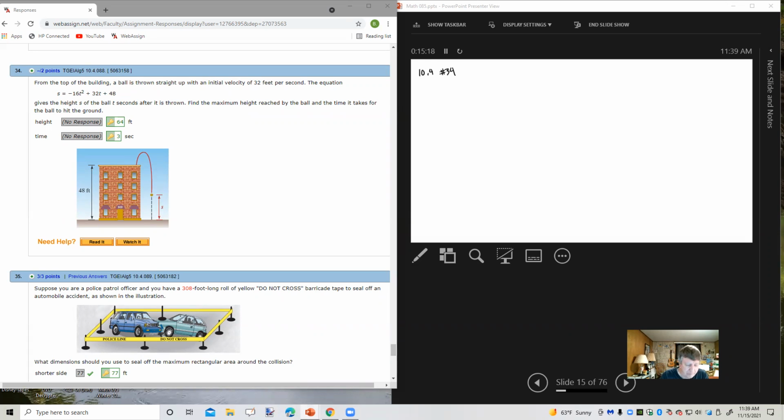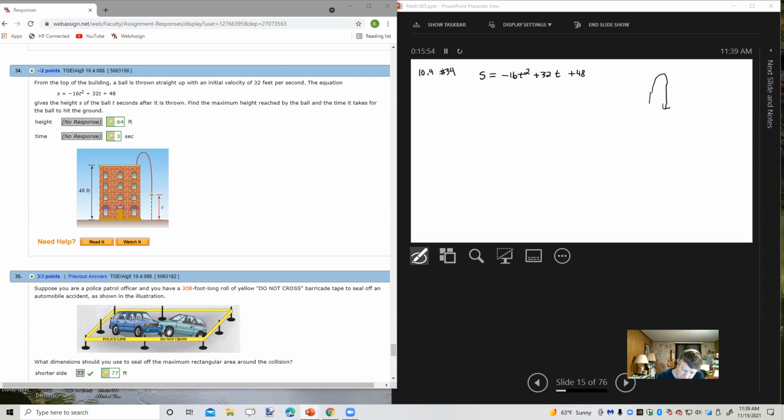The equation S equals -16t squared plus 32t plus 48 gives the height S of the ball t seconds after it is thrown. Find the maximum height reached by the ball and the time it takes the ball to hit the ground. Okay, so our equation is a second degree or quadratic equation. The leading coefficient is negative, so the graph would be a parabola.